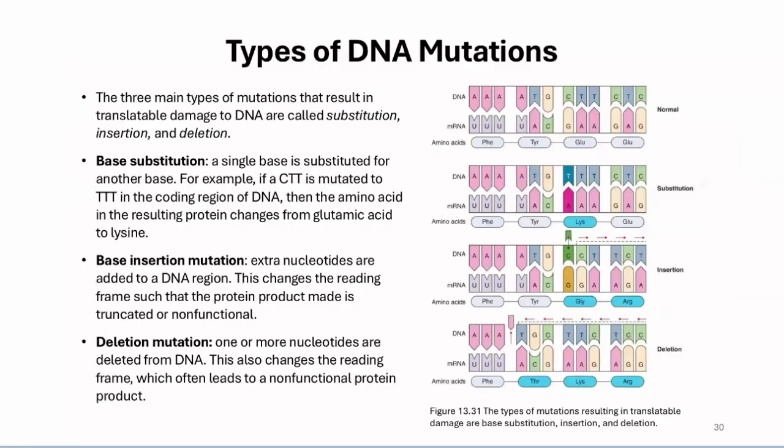Let's look at the different types of DNA mutations that can happen. There are three main types of mutations that result in translatable damage of DNA. They are called substitution, insertion, or deletions. Let's look at each of them by looking closely at figure 13.31. In figure 13.31, we have a normal segment of DNA here. We have its mRNA, and then we have the amino acids that will be generated from that mRNA.